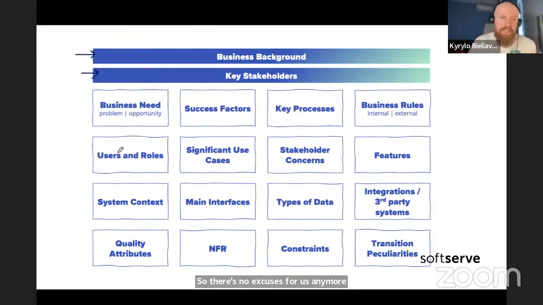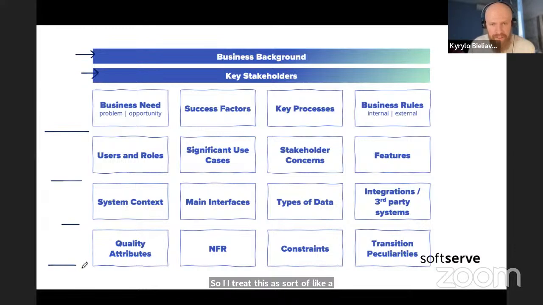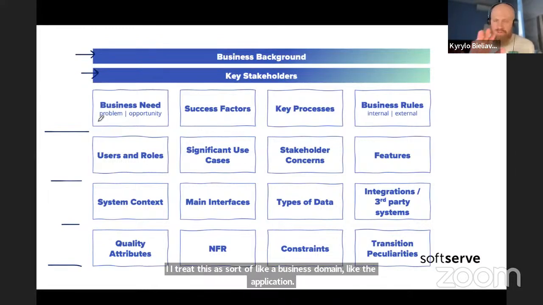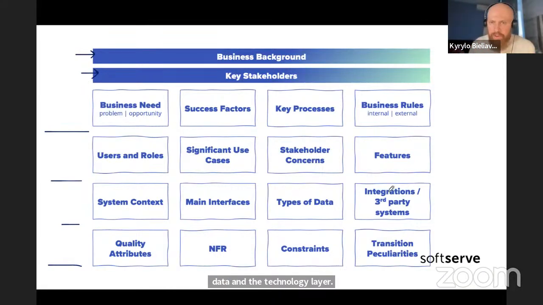And then here's the framework. As you may have heard, I come from an enterprise architecture background, and I'm really an enterprise kind of guy. I had a fair share of work in different enterprises, delivering projects inside those enterprises. So I treat this as sort of the business domain, the application, the data, and the technology layer. It's not one-to-one, but similar. And it doesn't matter where you start from in filling in those checkboxes, as long as you start from the first layer.